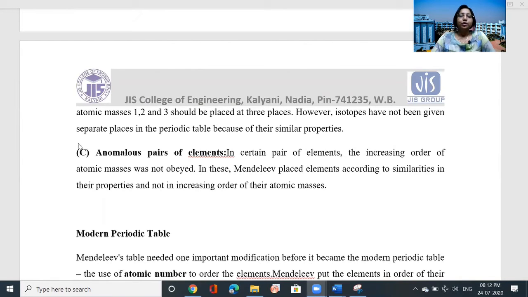Okay. So, number C, anomalous pairs of elements. So, in certain pairs of elements, the increasing order of atomic masses was not obeyed. In this, Mendeleev placed elements according to the similarities in their properties and not in increasing order of their atomic masses. So he found the similarities as they cannot be placed as per their atomic masses. So he found the similarities in their properties and placed them in the periodic table.